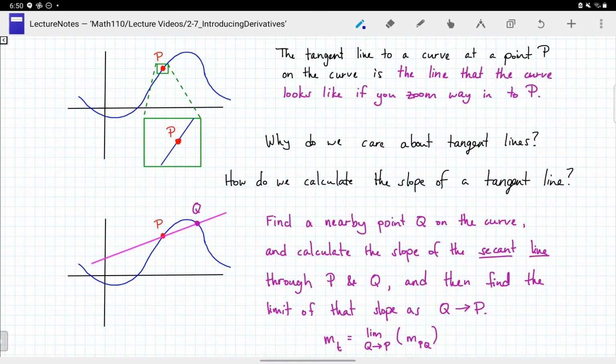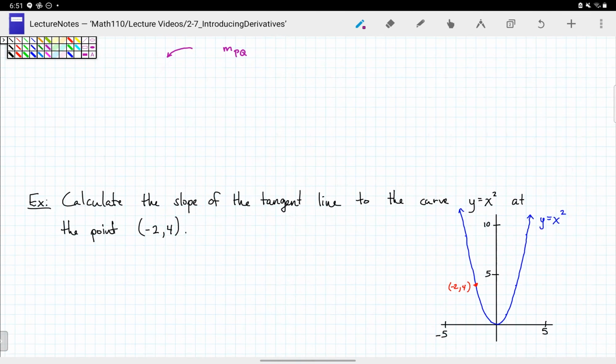And so we might say that the secant line has a slope of, we call it m sub PQ. And then what we're going to do is move that point Q closer and closer to P and calculate the limit of the slope of that secant line as Q approaches P. All right, so let's take a look at seeing what this looks like in action.